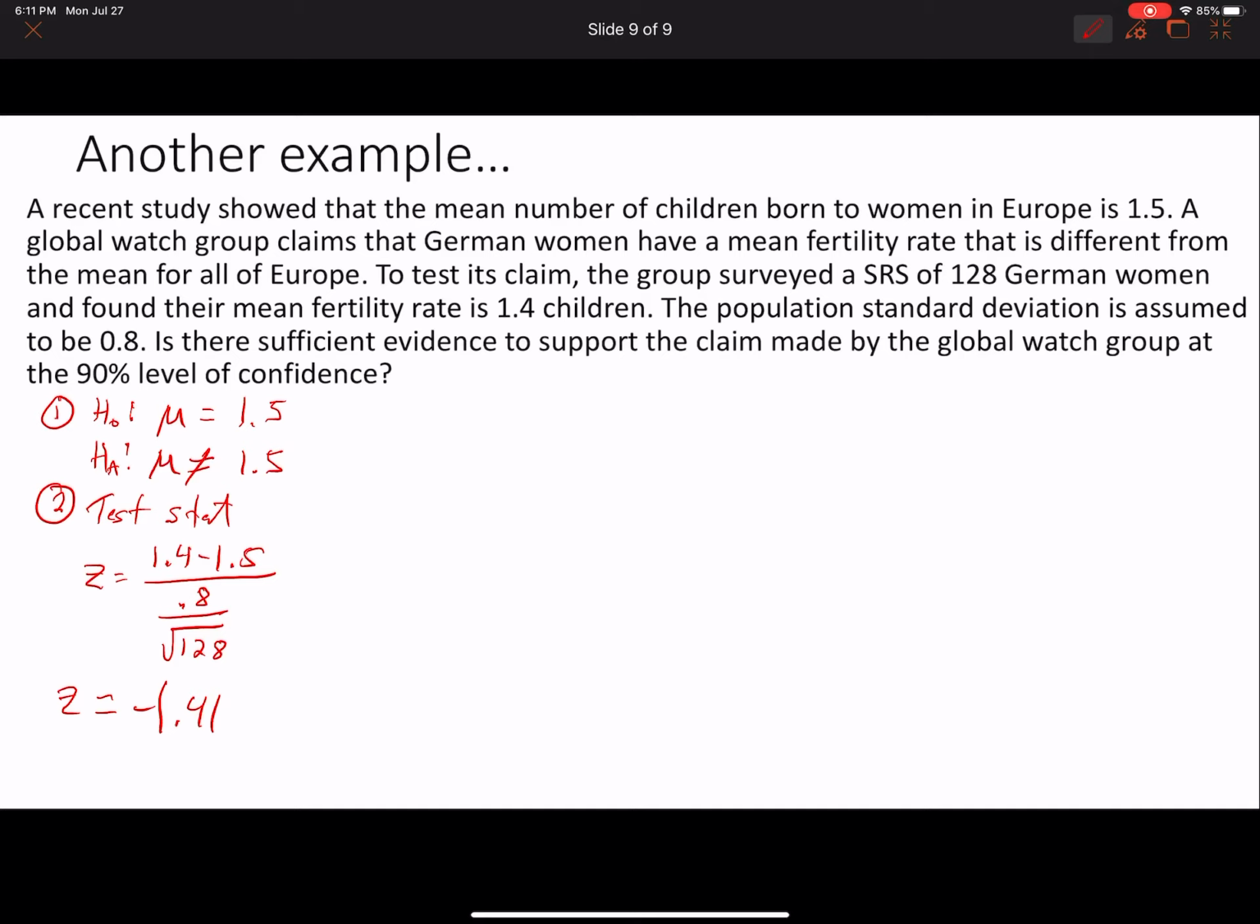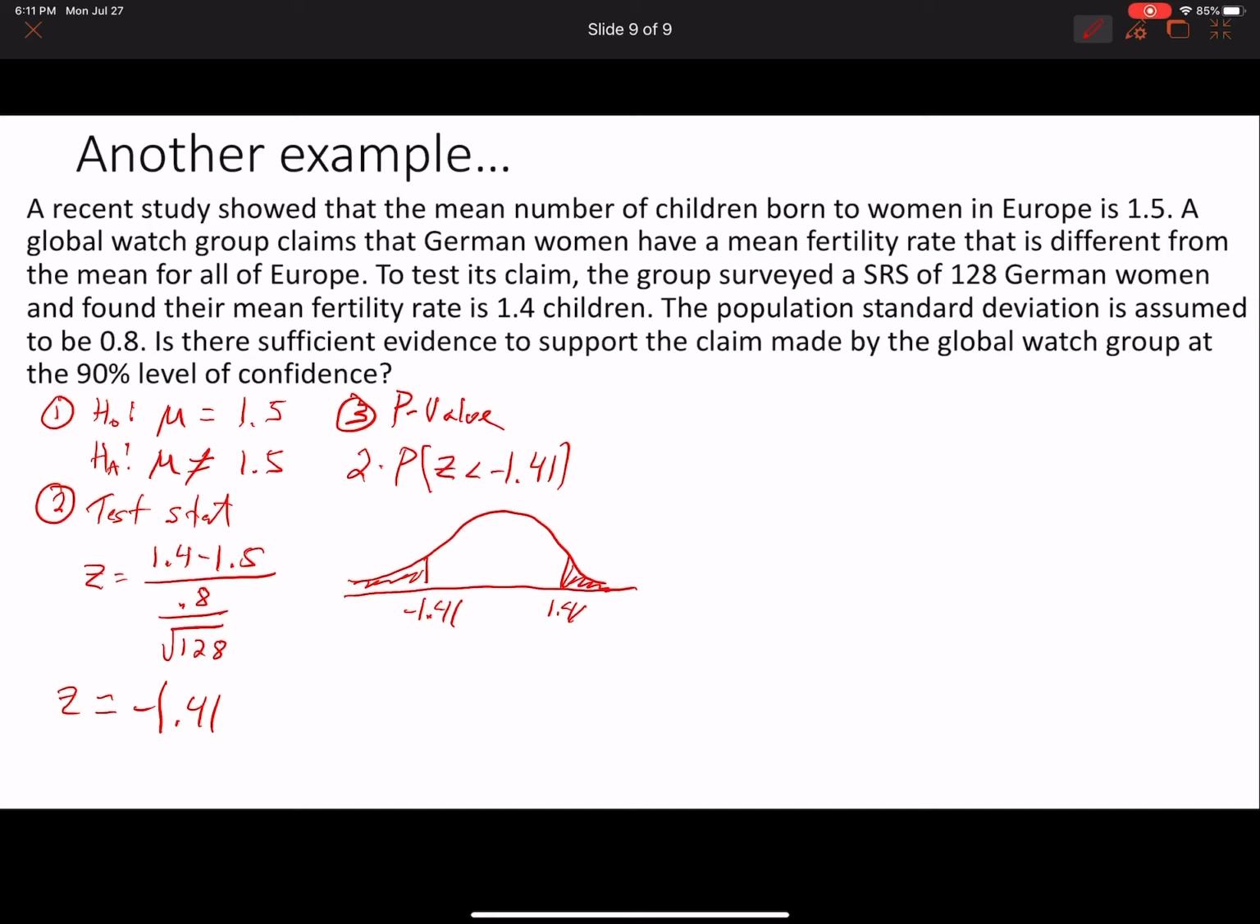So the next thing we have to do, if we were doing a regular test, is deal with the p-value. So this would be 2 times the probability that z is less than negative 1.41. You have to remember how two-tailed tests work. So you've got negative 1.41 and 1.41, and we are looking for the area under both tails.